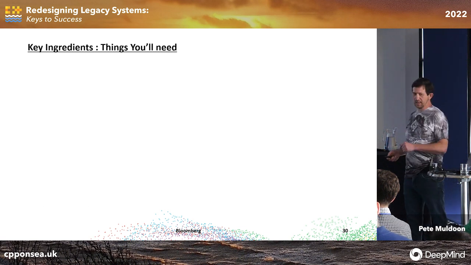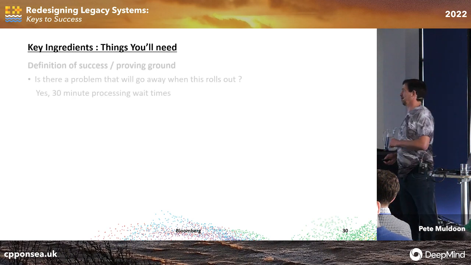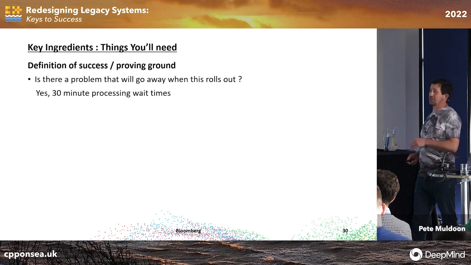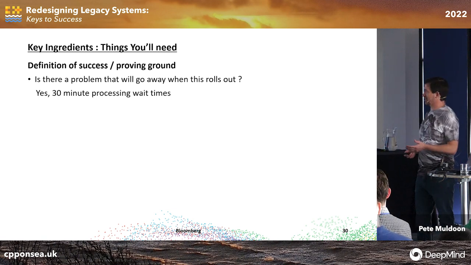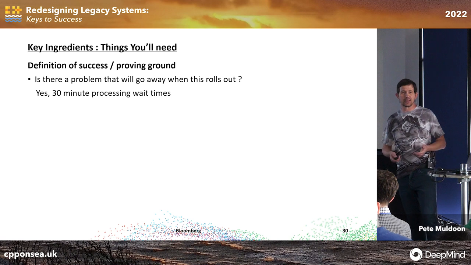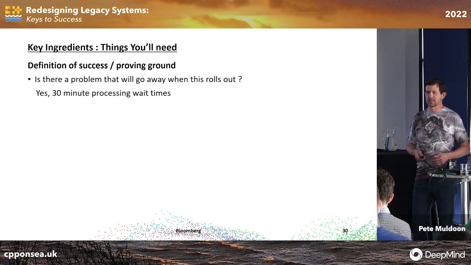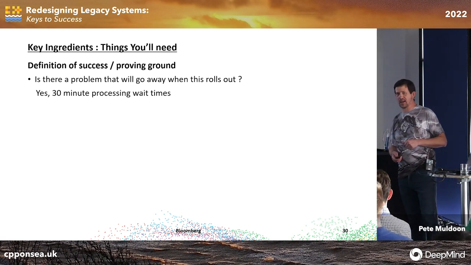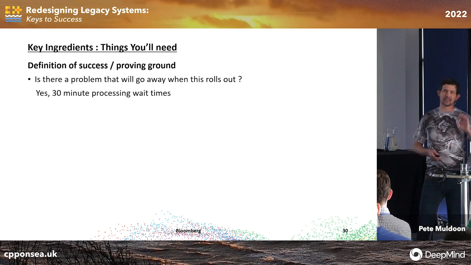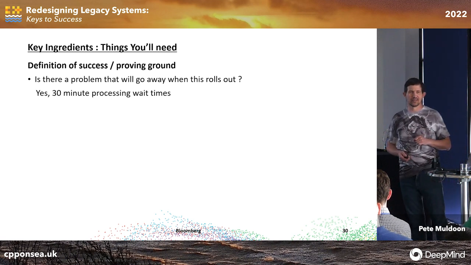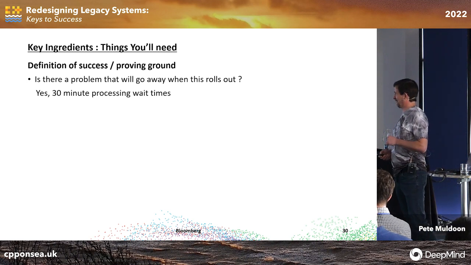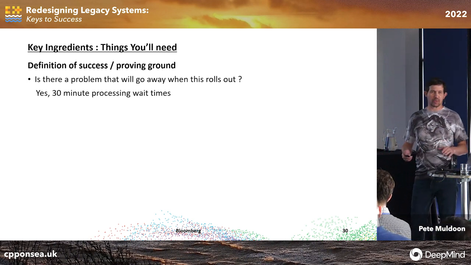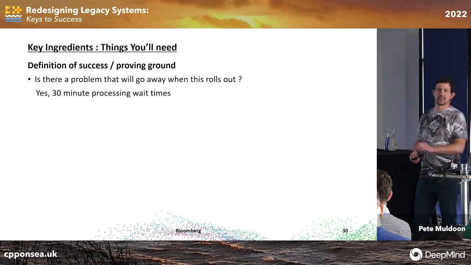All right, so the things I needed was, what was my definition of success? Well, this was great, because my definition of success is that there are 30-minute waits for processing time. A trade hits our system at 4 o'clock, you get back a response saying you're good at 4:30, right? Which is horrible. I don't know how it lasted so long. But it's great. I have a problem that I can say, look, you will be able to look at this and see it's gone away.